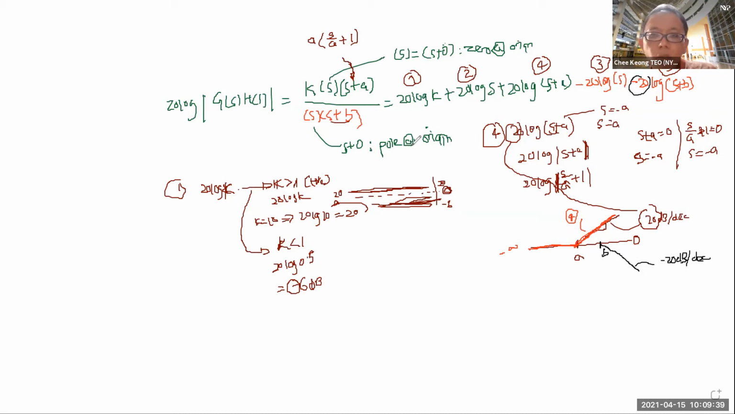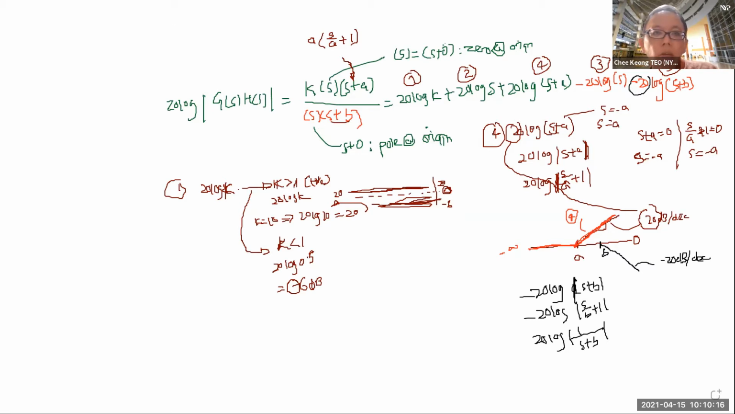And of course, if you were to see minus 20 log of S plus B, or rather minus 20 log of S over B plus 1, or if you have 20 log of 1 over S plus B, it's the same thing. All three refer to the same thing. It's just how you manipulate it, how you write it.